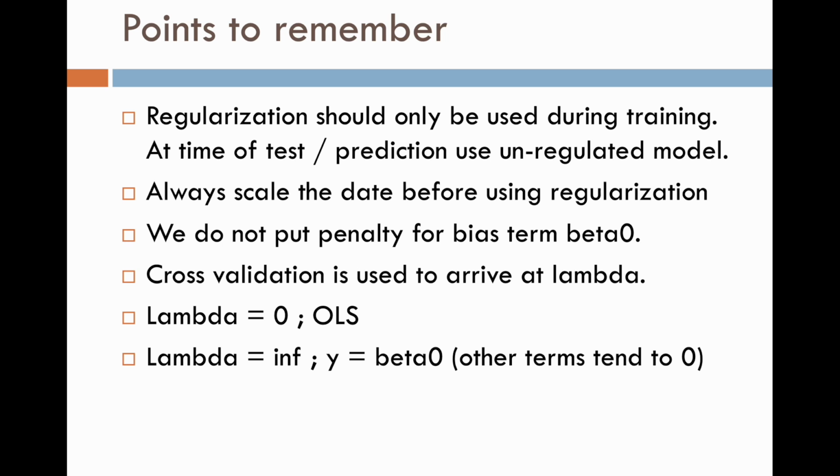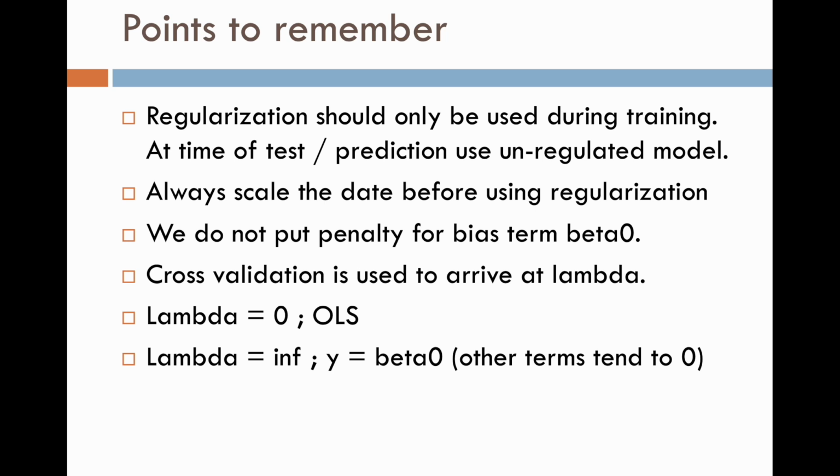Now, I have already told you the third point, that for beta naught, the intercept term, we do not put a penalty. And if my lambda becomes very, very high, what will happen? Cross validation is used to arrive at the lambda. There is no fixed value of lambda which you should take. The lambda can range from 0 to infinity. What will happen if lambda is 0? It's just the standard loss, whether it's a logistic loss or standard linear regression MSE loss, ordinary least squares, whatever that loss is, that loss will remain. There is no penalty term added.